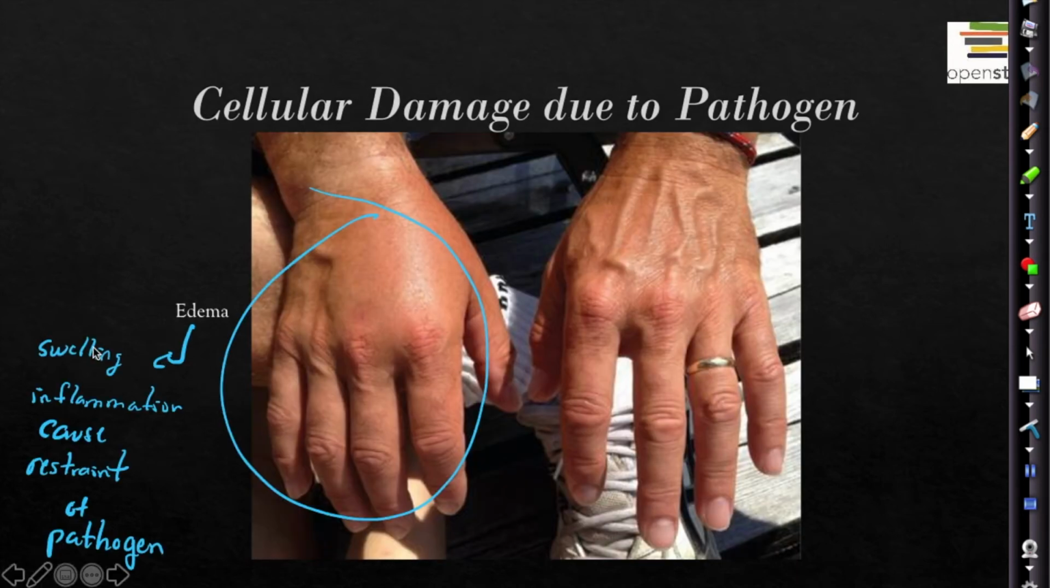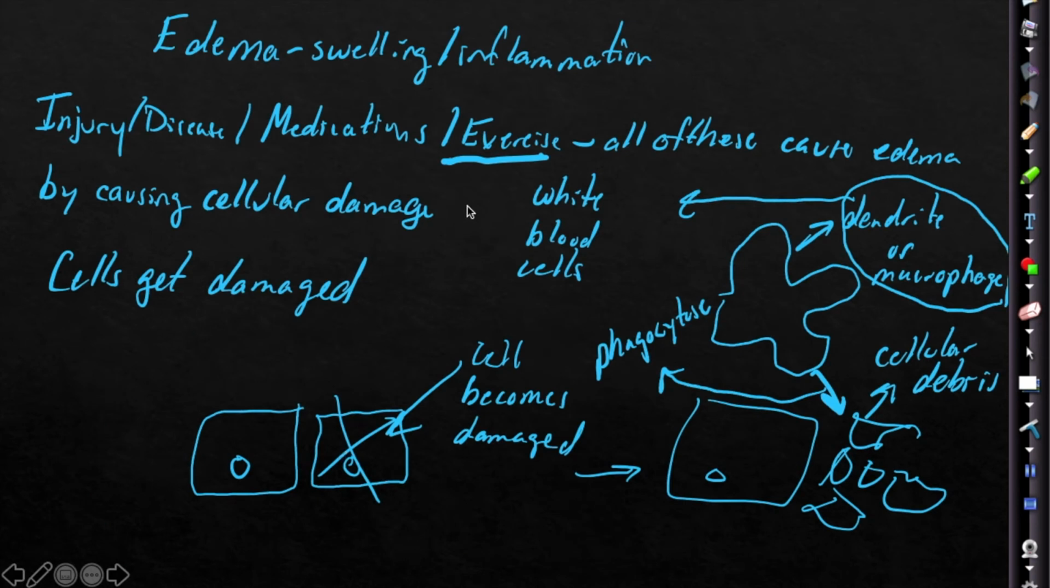Cellular damage, swelling, is called edema, and that is caused by inflammation. What it's used for is to restrain a pathogen in an area of the body. So this goes over the edema. An injury or disease causes it, medications can cause edema, and exercise can also cause edema, but these are all causing some sort of damage, some sort of cellular damage.